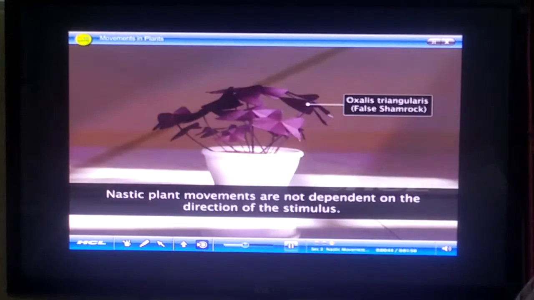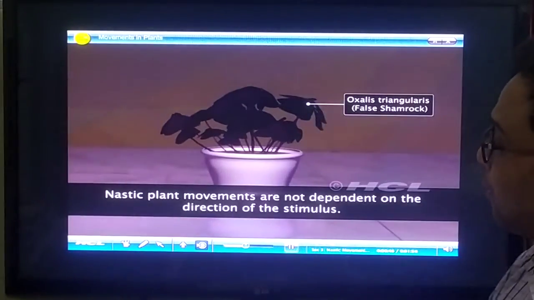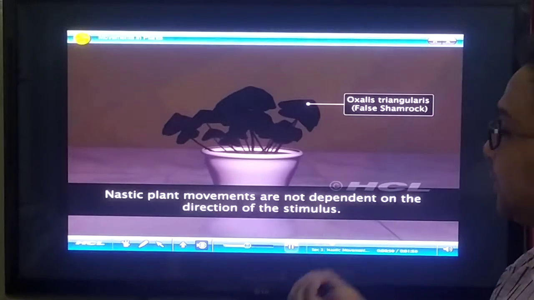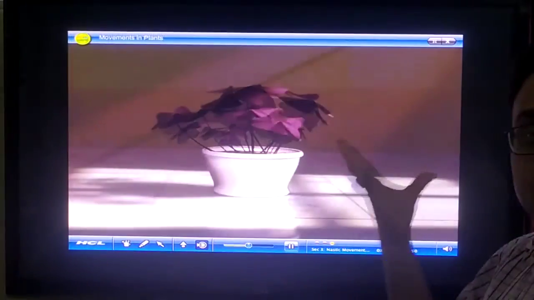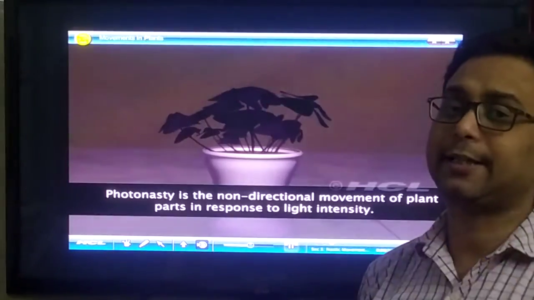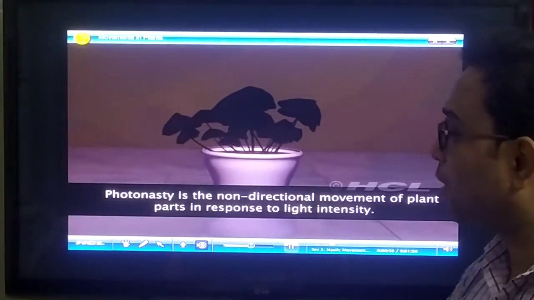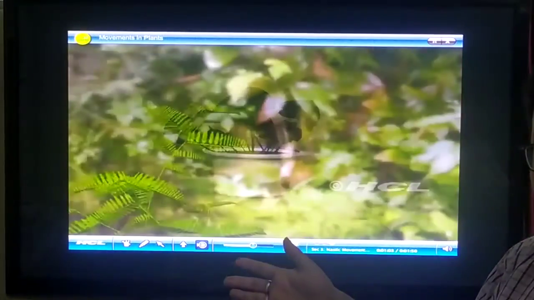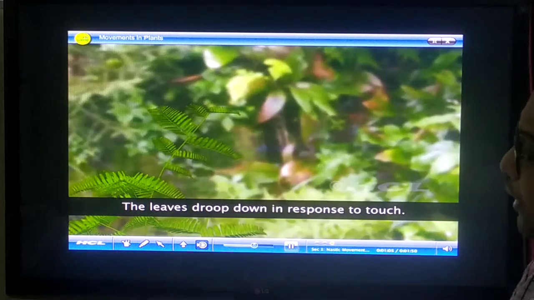Oxalis is one important plant. When light is present, it blooms, and when light is not present, it folds. So whether light is present or not is important. In which direction the light is coming is not important. Because light is the stimulus, it is photonasty.